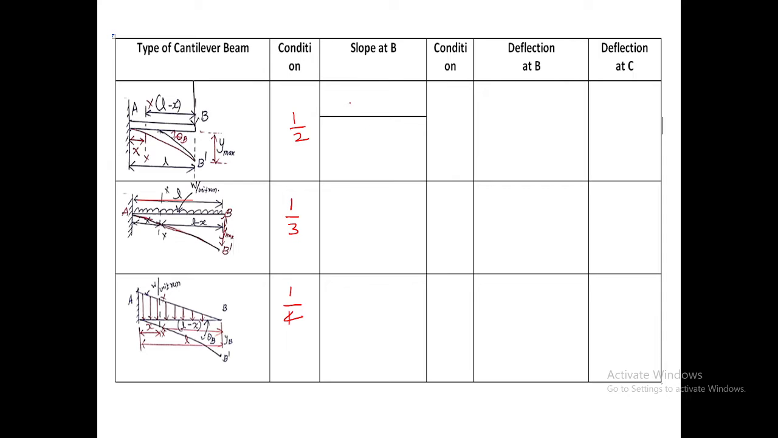Initially, W L square divided by E I. You want to memorize only W L square divided by E I. So multiply with this one, and the answer is: slope at B is capital W L square divided by 2 E I.